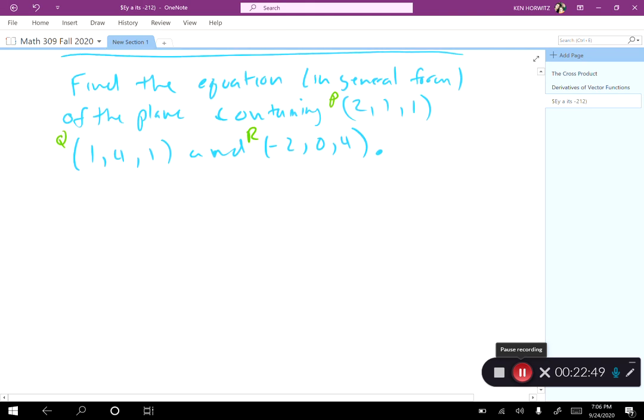Last problem I have is find the equation of a plane in general form. All right, so for this, I need 2 vectors. So I'm going to look for vector PQ and PR. All right, so why don't you guys pause the video. Again, I'm not going to make the vectors for you at this point, but I will tell you the answers on the back end.